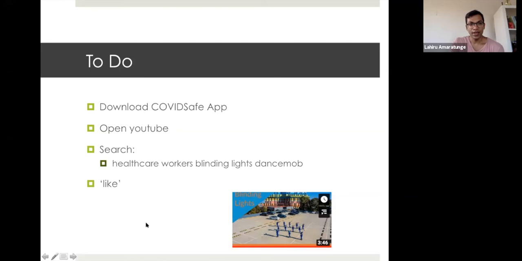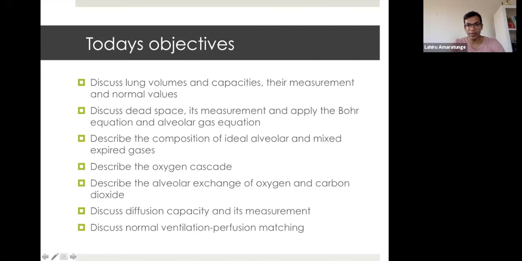So today's objectives, we'll go through lung volumes, capacities and measurement, normal values, dead space, composition of ideal alveolar and mixed expired gases, the oxygen cascade, alveolar exchange of oxygen and CO2, and diffusion capacity and normal VQ matching. I want you to consider this question here.